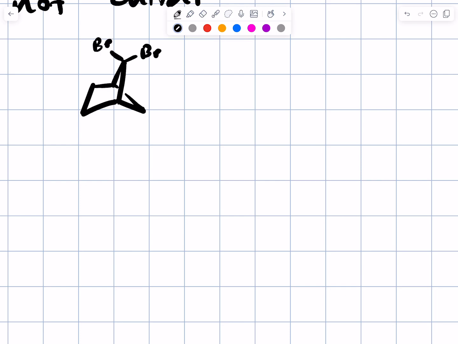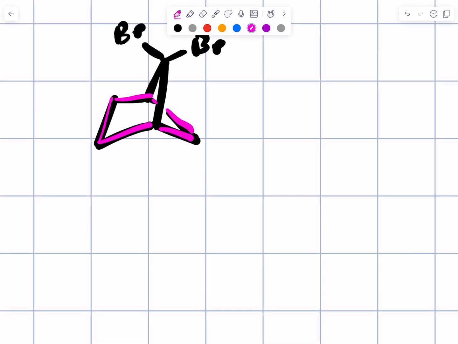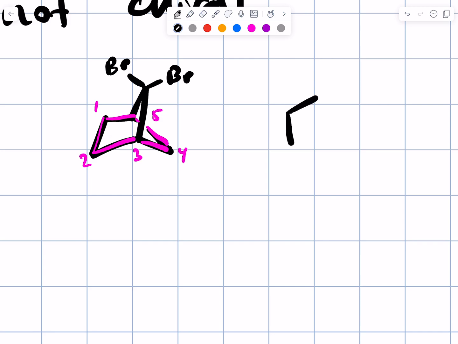Some of you are looking at that thinking, what do I even do with that? So first, build a model. Or try to identify a ring and simplify it and draw it from the side rather than from above. So I notice that there is a 5-membered ring here. 1, 2, 3, 4, 5.